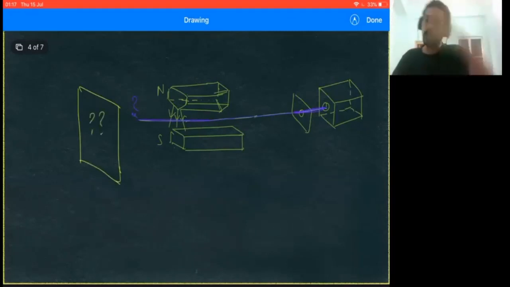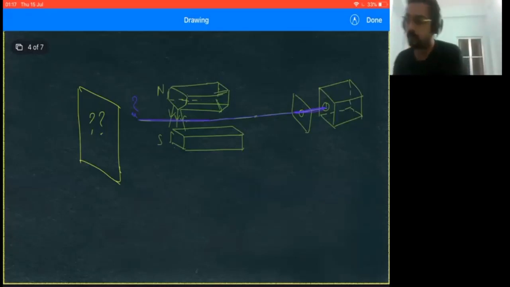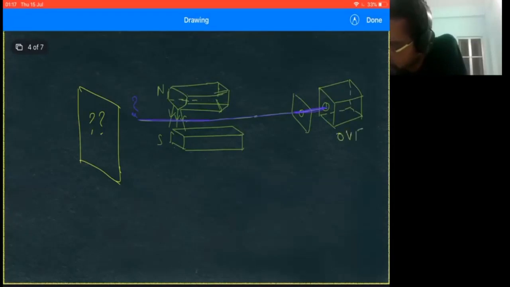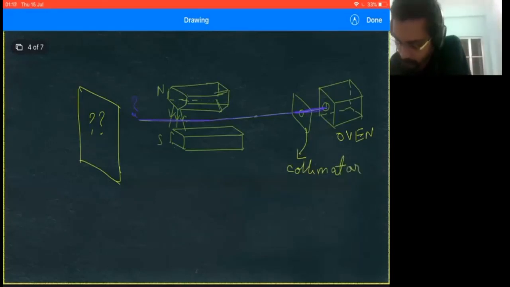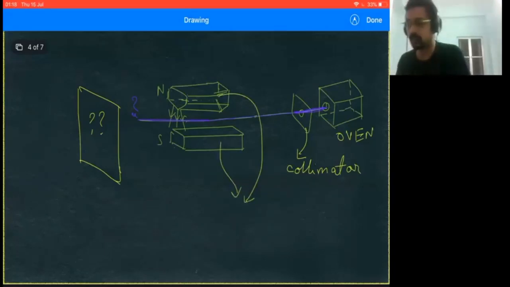So in order to answer this, what one needs to do is, let me mark here. This is the oven where silver atoms are heated. This is the collimator. These two are my magnets.